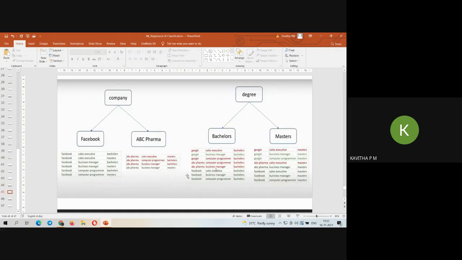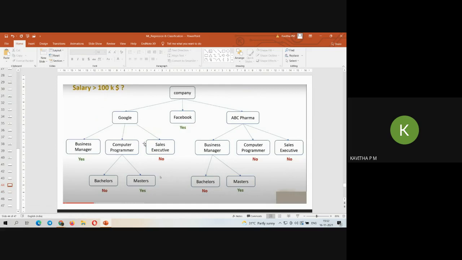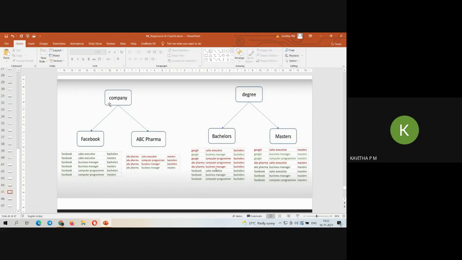So here I have just segregated this into company and degree. When it comes to company, we have FB and ABC Pharma. Here in FB, we have lots and lots of designations already existing, and based upon their bachelor's and master's degree, the designation is being allocated. And even in ABC Pharma, we do have some designations. Even in degree, we have bachelor's and master's degree.